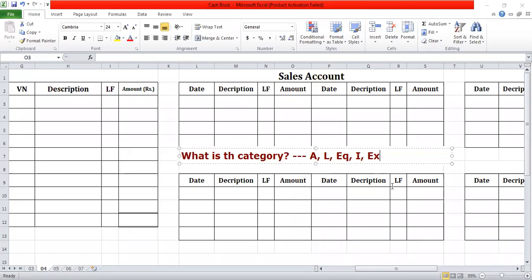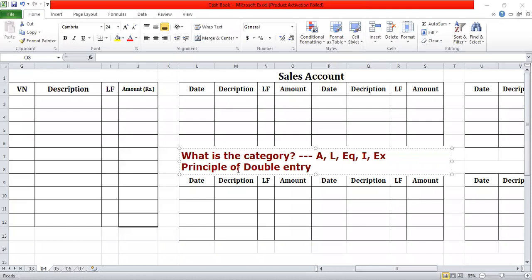Then try to recall something very important, that is the principle of double entry system. It means what happens when assets increase? What happens when assets decrease? What happens if the liability increases? Get used to that practice from the beginning. You will get the benefits later, trust me. Right.